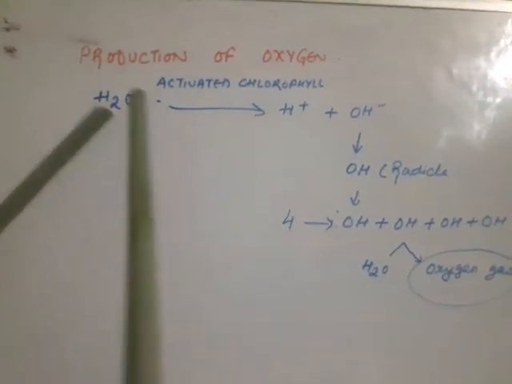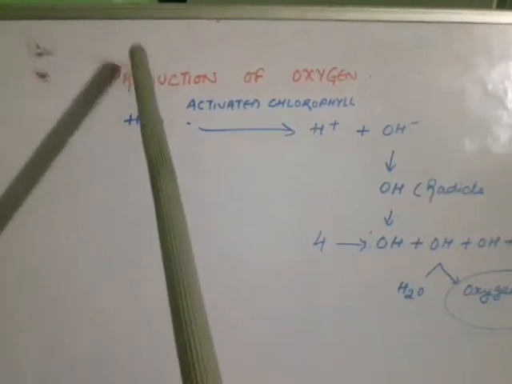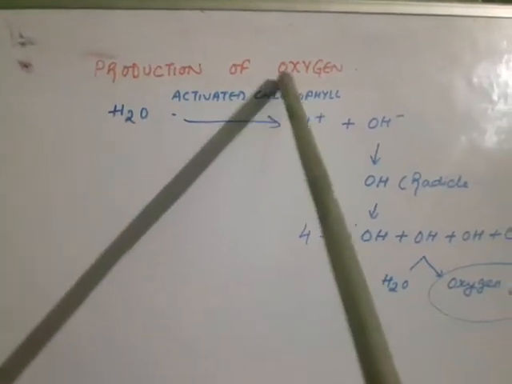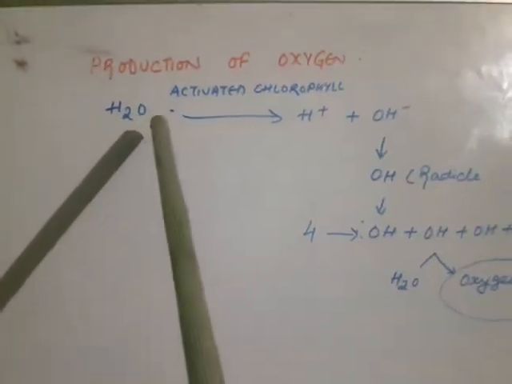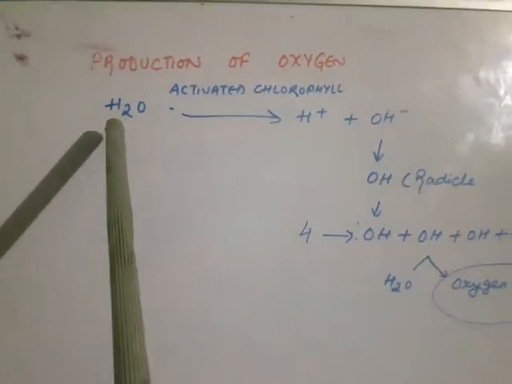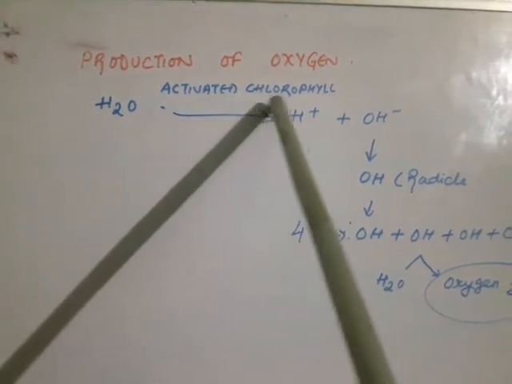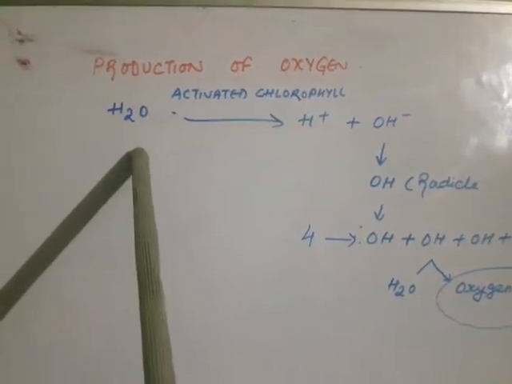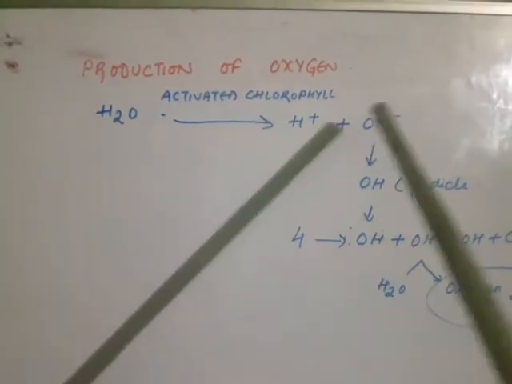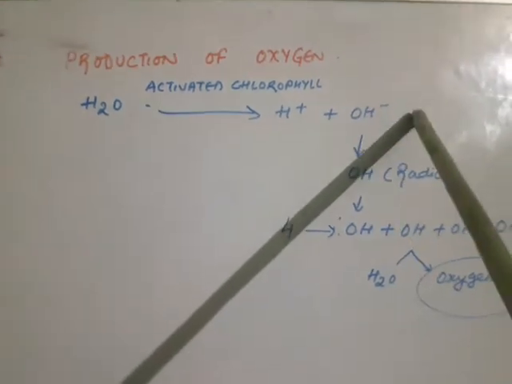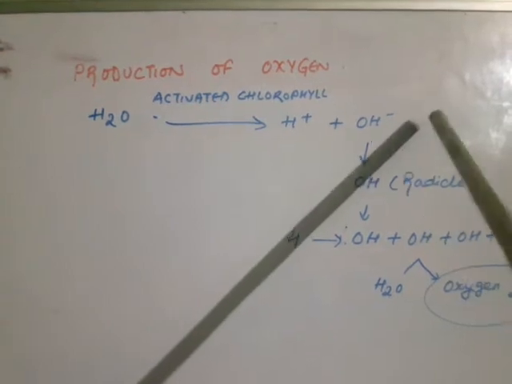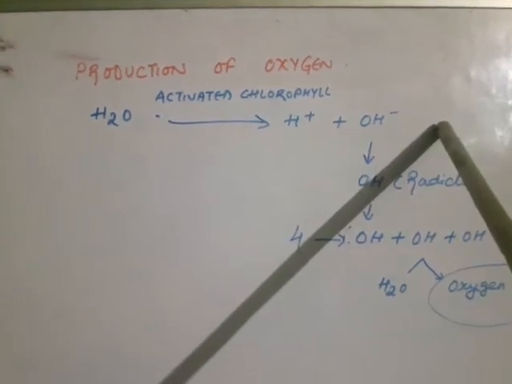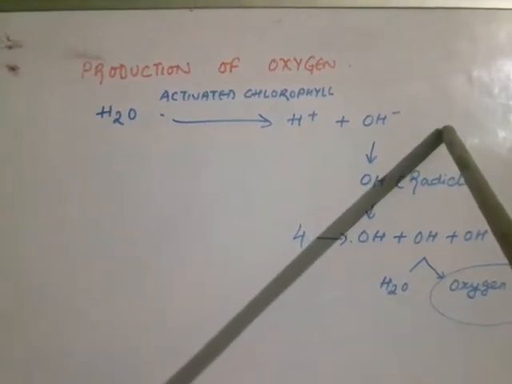Now the third step of the light phase of photosynthesis is production of oxygen. In the second step we have seen that the activated chlorophyll breaks down the water molecules into H plus and OH minus. OH minus means hydroxyl ion. Now the hydroxyl ion formed during photosynthesis ejects an electron.